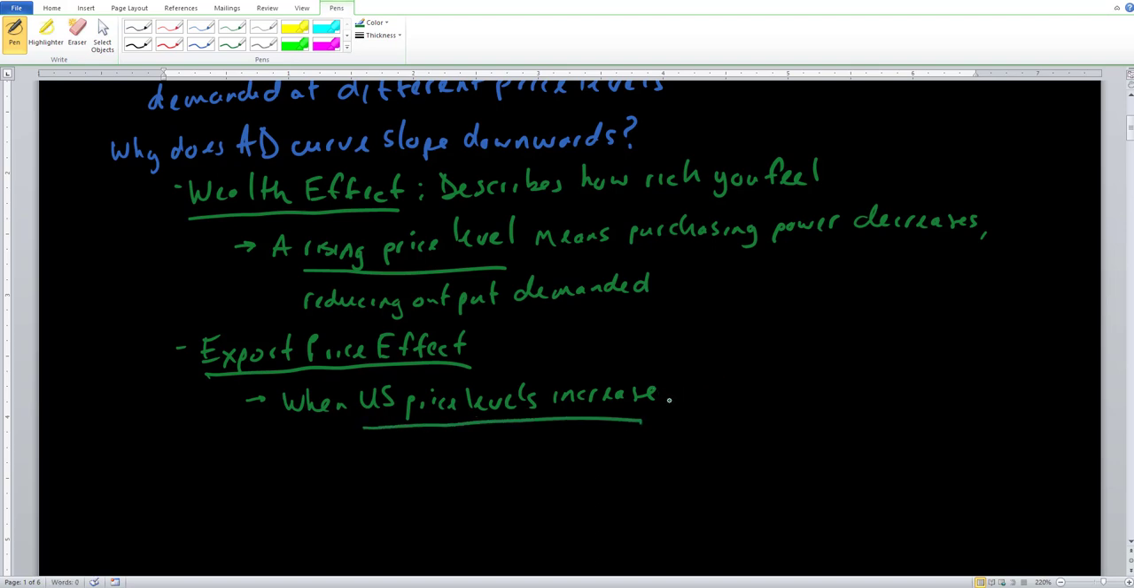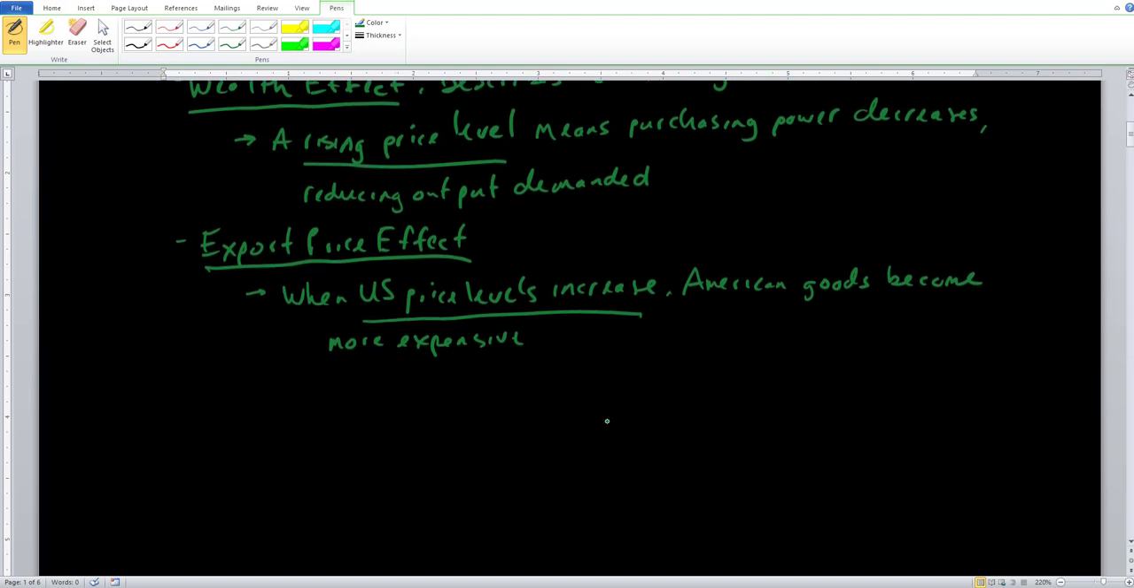When this happens, American goods inherently become more expensive because there's inflation. The price of everything essentially has increased. So American goods become more expensive. If American goods become more expensive, that means our competitiveness has actually gone down worldwide. So if you have a choice between buying US goods or foreign goods, you want to buy more foreign goods because foreign goods are seen as cheaper compared to American goods.